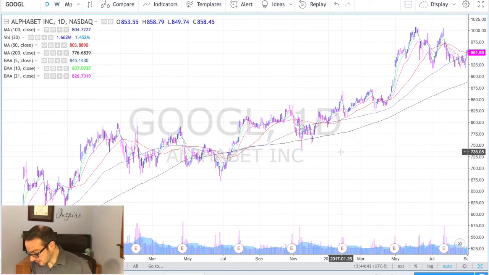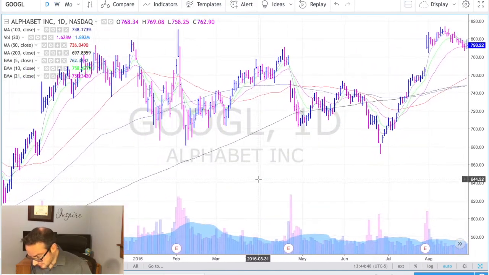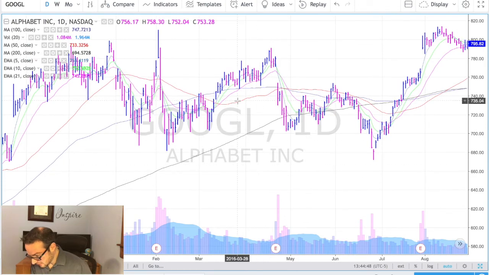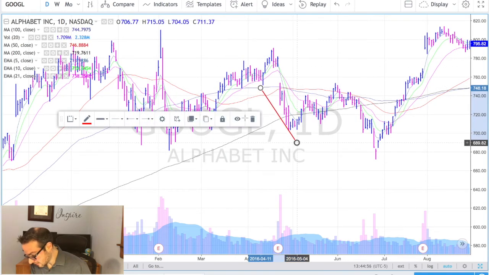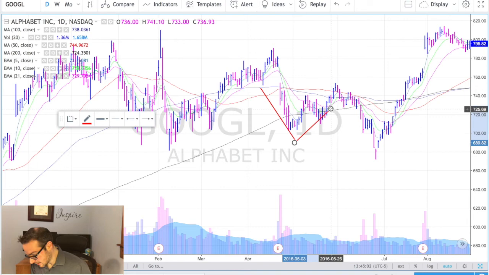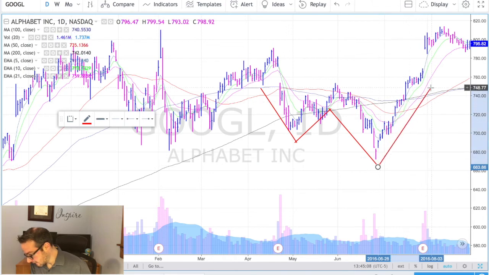Looking at the daily chart, let's zoom in, hopefully eliminating a little bit of the choppiness over here. Here you could still see that you get that 1, 2, 3 move, right? So there's the first leg down, you get that second leg down, and then it starts to break out.